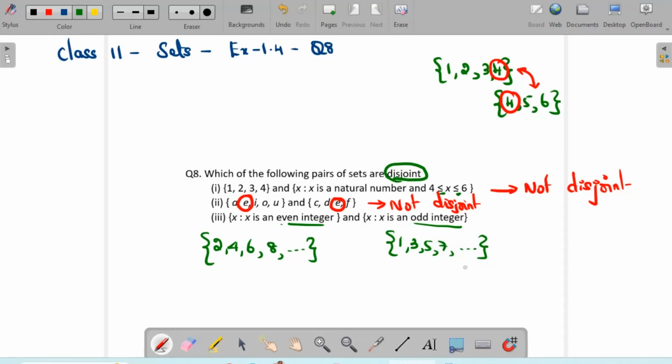up till infinity. Now, you see that there is no element that will be both odd and even, meaning there is no element that will be common to both these sets. Either they belong to the even number category or they belong to the odd number category, which means there are no common elements between these two sets. Therefore, this pair is going to be a disjoint set. So in this case, whatever set names you give are going to be disjoint from each other.